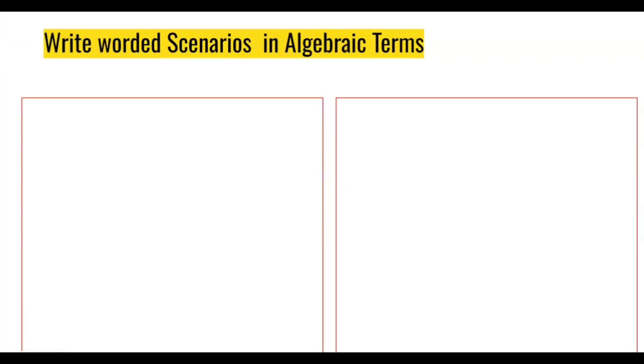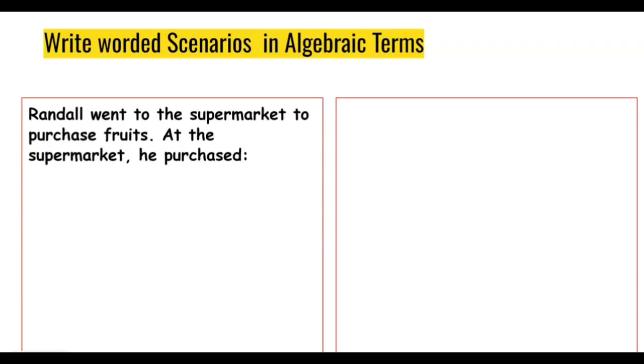So now we're going to look at writing worded scenarios in algebraic terms. What does that mean? How is it done? Randall went to the supermarket to purchase fruits. At the supermarket, he purchased 2 mangoes, 3 apples, 1 banana. How can we define these values or these items in algebra? What symbols or letters can we use to represent the different fruits that were purchased?